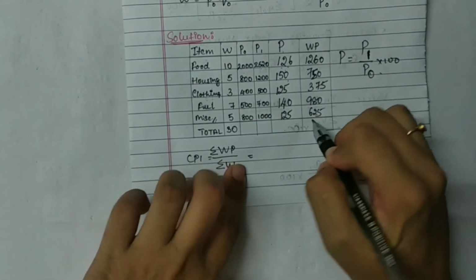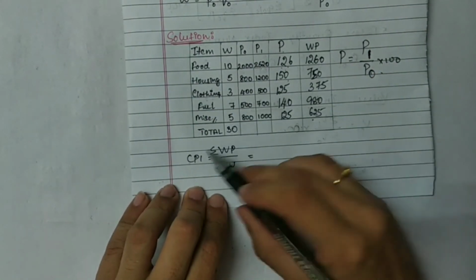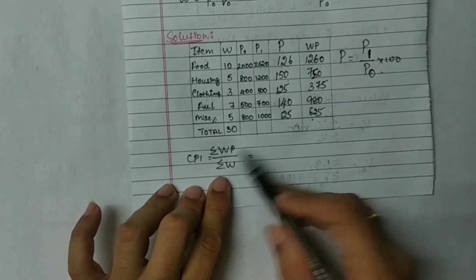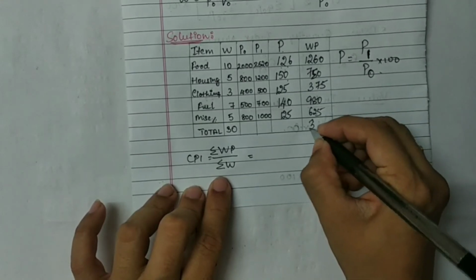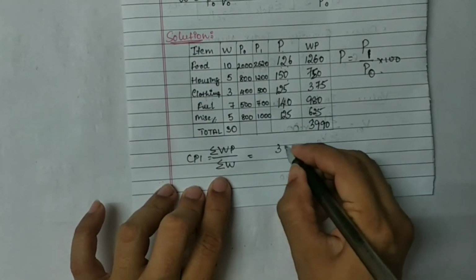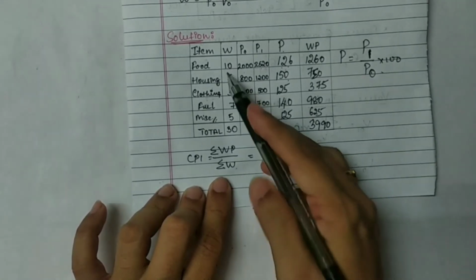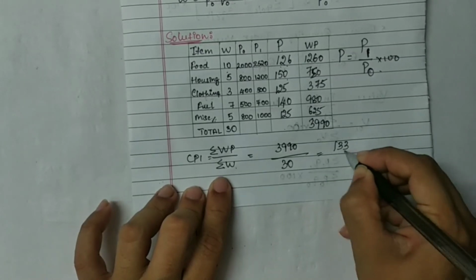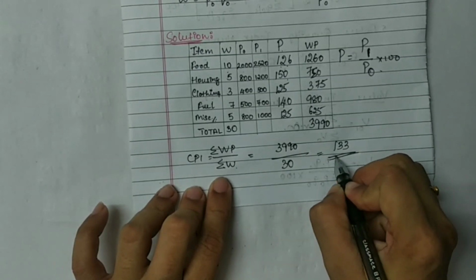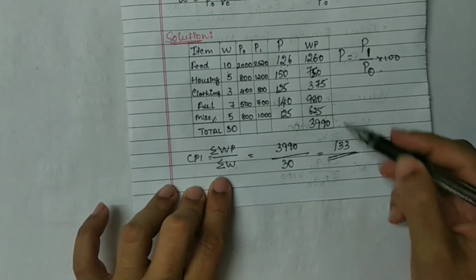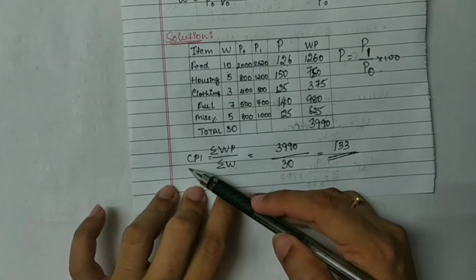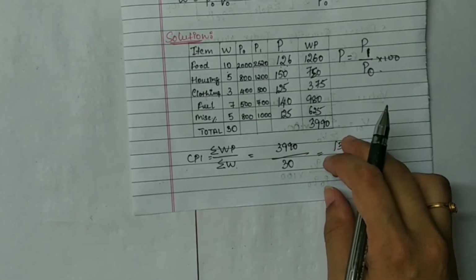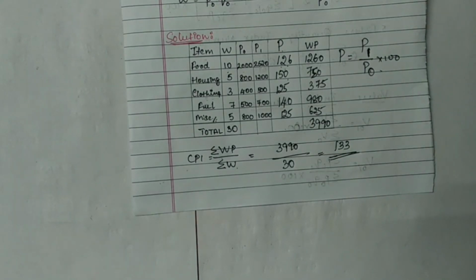So once after calculating that too, what is remaining next? Applying all the information to the formula. Summation WP, you have to total it and its total is 3990. So 3990 divided by summation W, the total of W, that is 30, is equal to 133. So this is our family budget method. And under the family budget method, consumer price index number is 133. Okay, so I'm not going to go with the aggregative expenditure method.